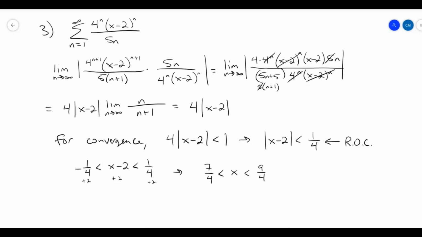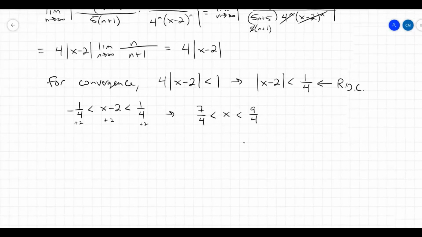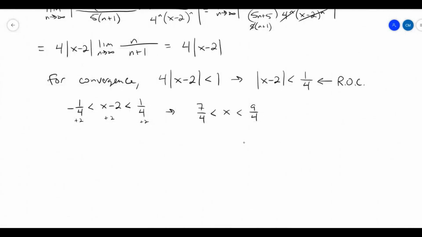Okay, so this then is telling us, again, if you think about it on the graph, what's happening here? Well, the center of this thing is 2, so I would put 2 right at the center here. 7/4 is a little bit less than 2, right? So 7/4 is over here. 7/4 is like 1 3/4, I guess, right? And 9/4 is like 2 1/4.